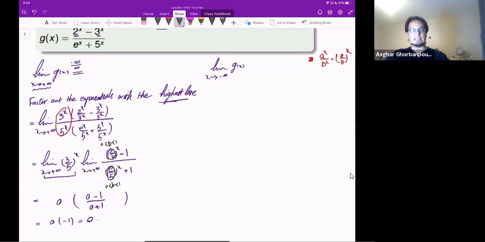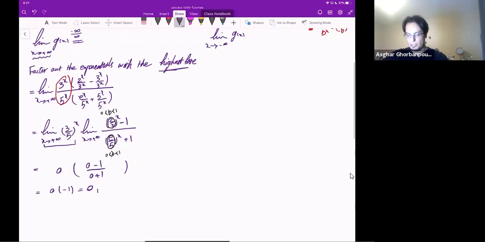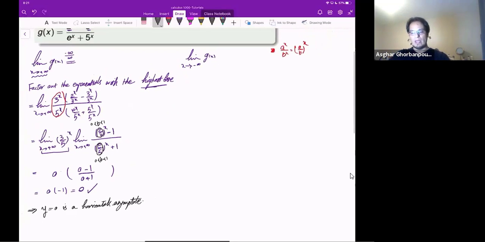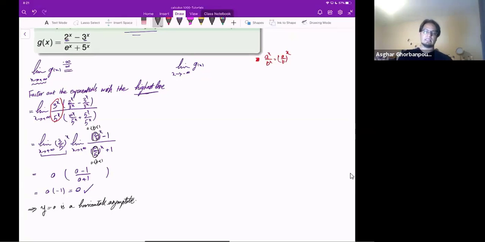The limit of the function as x approaches plus infinity is a number. So I can go ahead and conclude that y equal to 0 is a horizontal asymptote. So that is halfway through. We found what is happening to this function as x approaches plus infinity, and we proved that it's a number. How about when x goes to negative infinity?